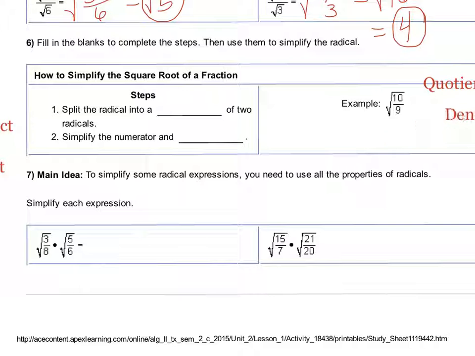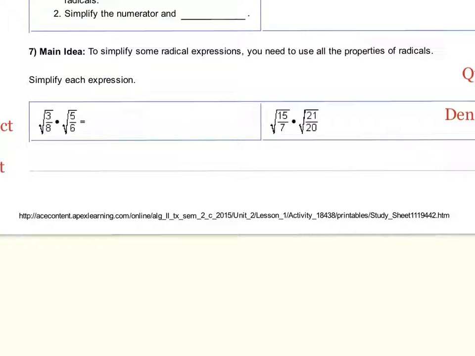Those didn't move right, so we're just going to push them off to the side and ignore them. Simplify each expression. Now, you have the square root of 3 over 8 times the square root of 5 over 6. Guess what we're going to do? Rewrite it and put it all underneath the radical. So we're going to have 3 over 8 times 5 over 6. And that little dot right there is for times. So that's going to simplify to the square root of 15 over 42.